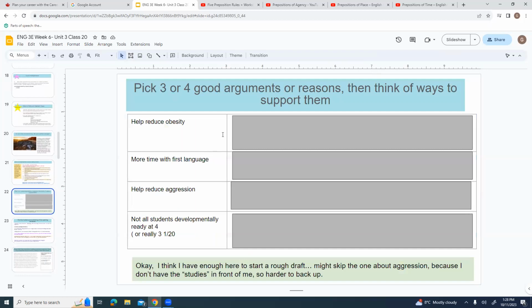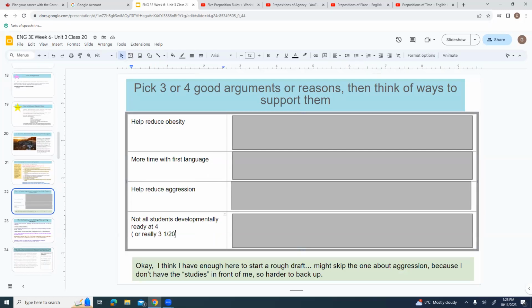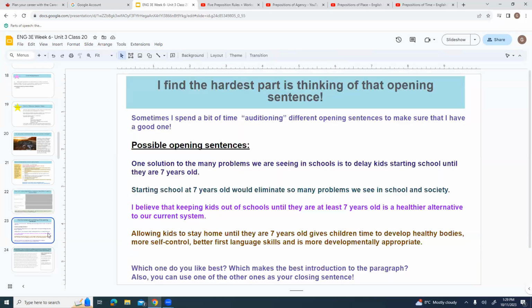All right, what did I choose? I chose help reduce obesity, more time with first language, help reduce aggression, not all students developmentally ready at 4, hang on a second, or really 3.5, right? Because if you have a birthday before December, lots of kids are entering and they're not 4 yet. They're like 3 3/4 maybe, and they're young. I don't know if you've seen the little ones that go to junior kindergarten. They're so tiny at that stage. And some of them are just, I don't think anyways, always ready for school.